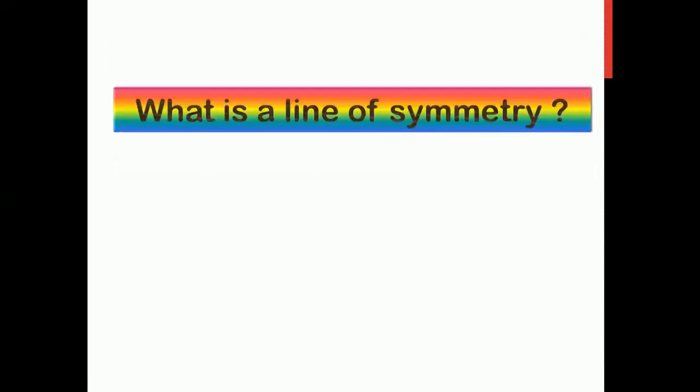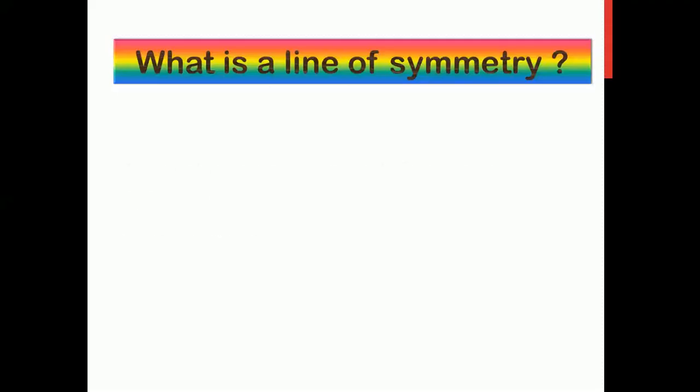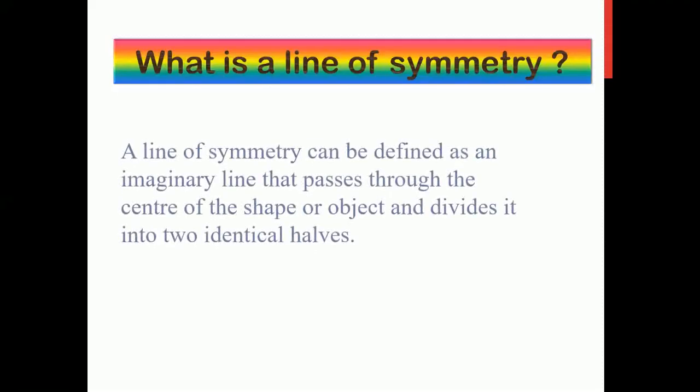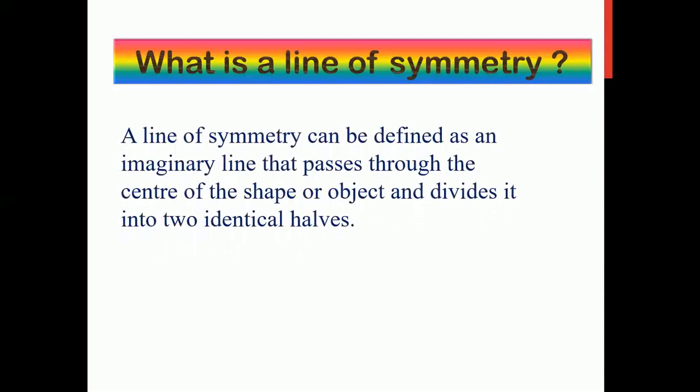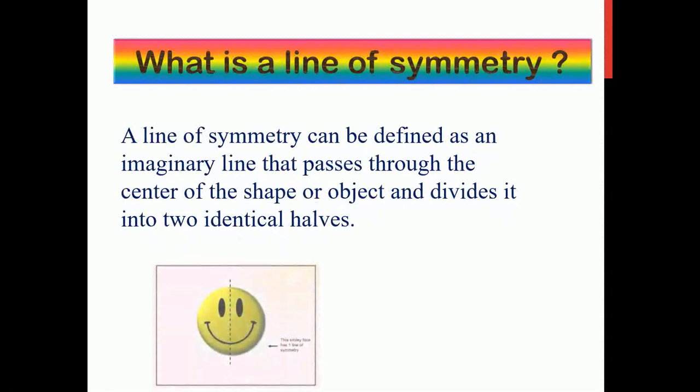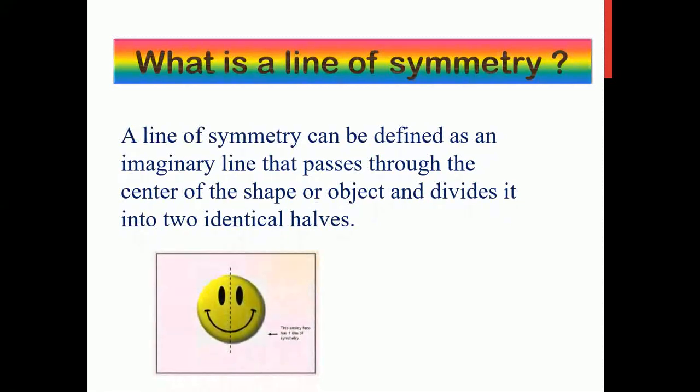Now, what is a line of symmetry? A line of symmetry can be defined as an imaginary line that passes through the center of the shape or object and divides it into two identical halves. Identical halves means exactly same halves.